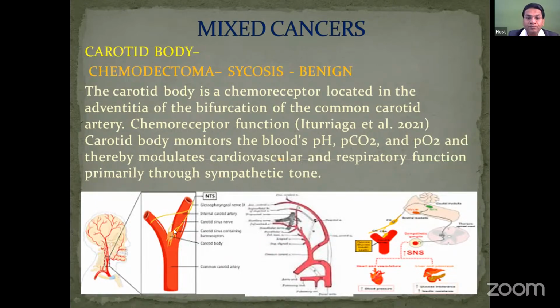Yes, so chemoreceptor function. Carotid body monitors the blood's pH, PCO2 and PO2 and thereby modulates cardiovascular and respiratory function primarily through sympathetic tone. Yes. So this is carotid artery. This is bifurcation of carotid artery and you can see here carotid body.